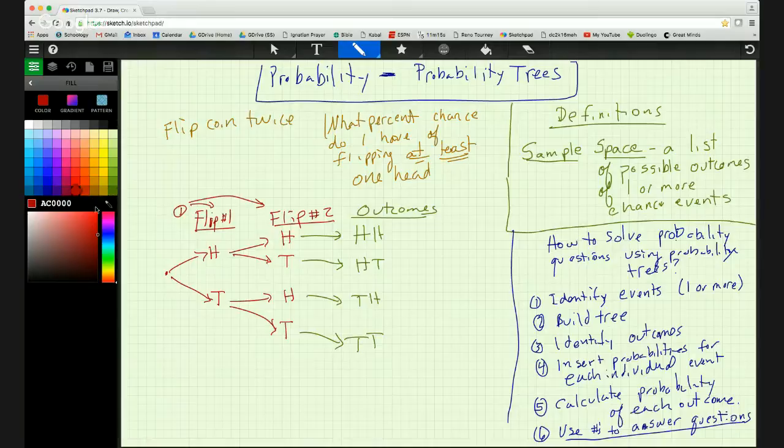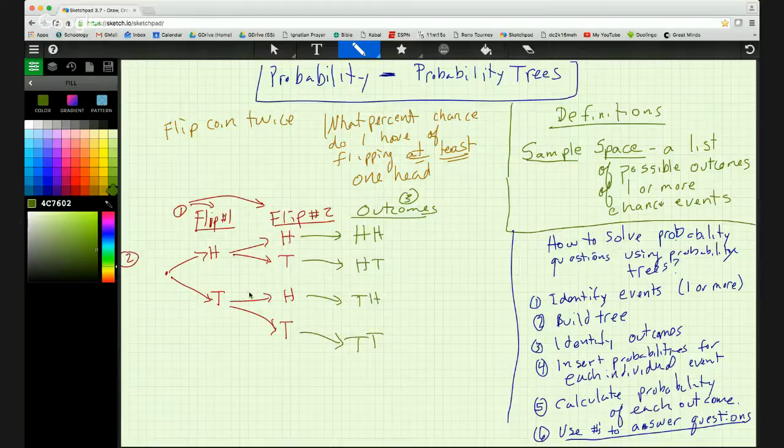Okay, so now we've done number 2: we've built the tree. Number 3, we've identified the outcomes. Number 4 is insert probability. So this is the new thing.